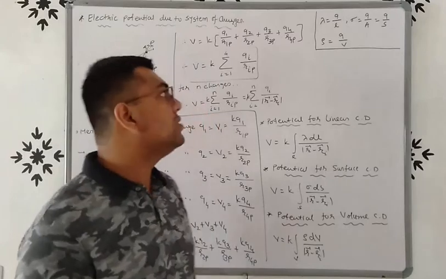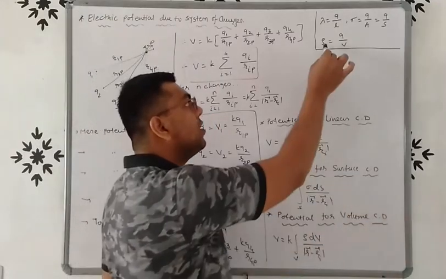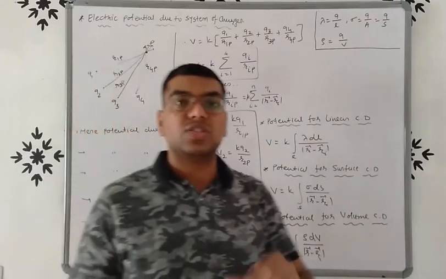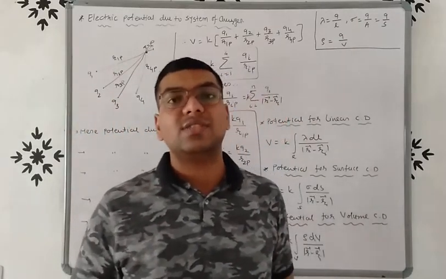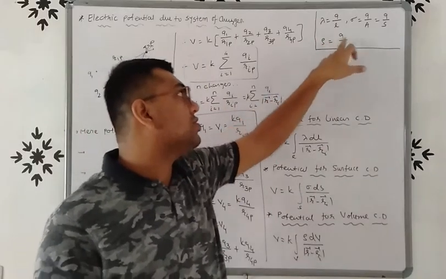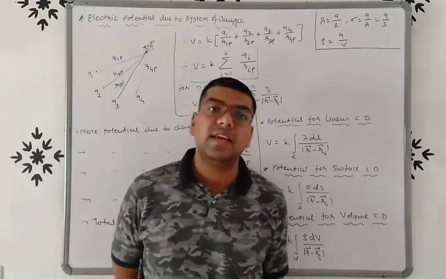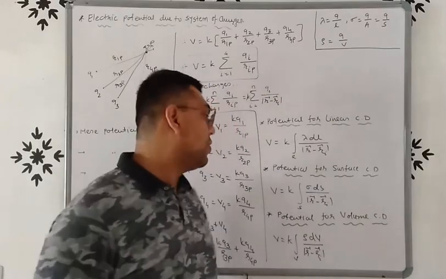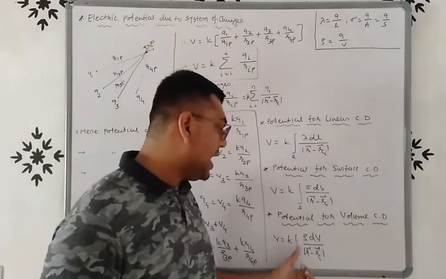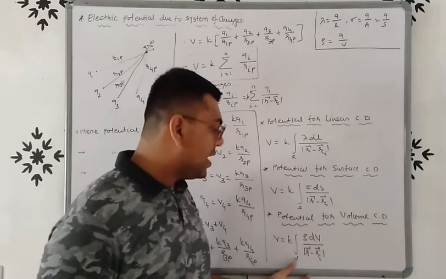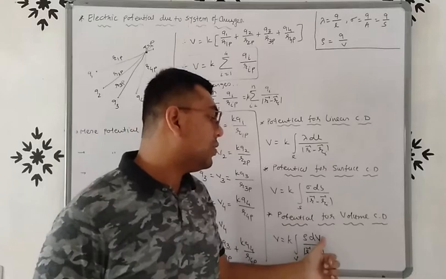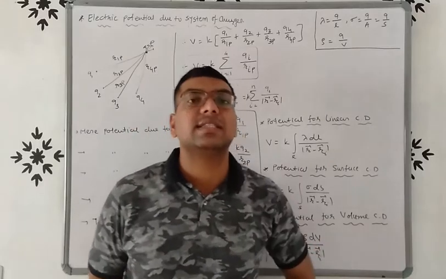Now potential for the volume charge distribution. For volume charge distribution, we consider volume charge density rho is equal to q by V. For a small element of volume, the charge will be dq, so rho is equal to dq by dV. Right. So dq is equal to rho into dV. So V is equal to k, the volume integral of rho dV upon |r minus r'|.